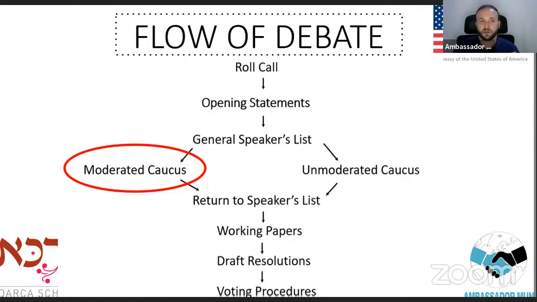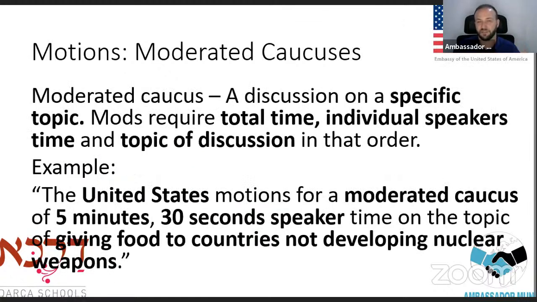So a moderated caucus, for example, needs to have a specific topic, and then you have the total time, individual time, and the topic of discussion. For example, the United States motions for a moderated caucus of 5 minutes, 30-second speaker time on the topic of giving food to countries not developing nuclear weapons.